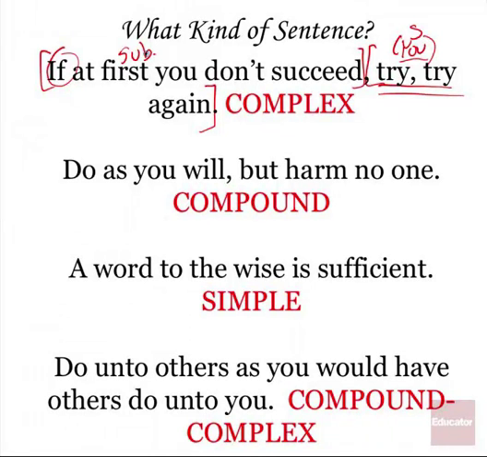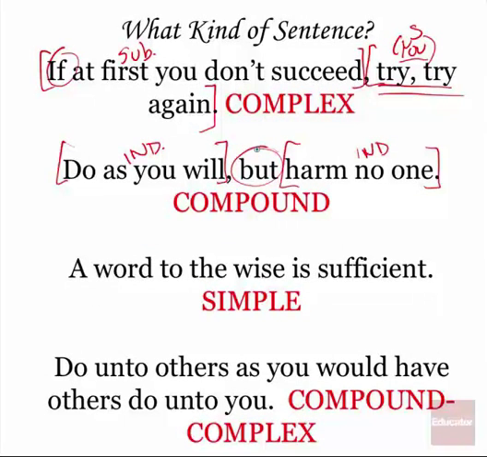Do as you will, but harm no one. Do as you will and harm no one are both independent clauses. You could walk up to someone on the street and say, do as you will. You could walk up to someone on the street and say, harm no one. And they're joined by the coordinating conjunction but, which means this is a compound sentence.